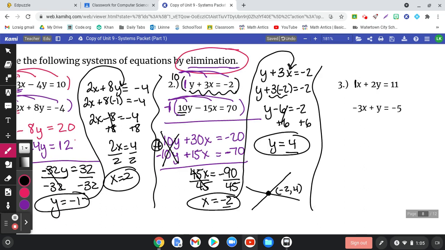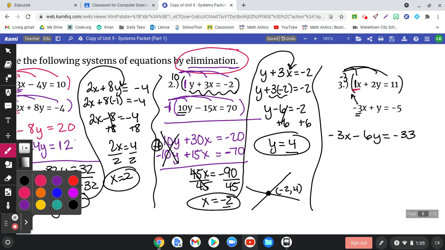So the lead coefficient of this one's 1. We're going to multiply the top equation by the lead coefficient of the bottom, -3. All right, so we have -3x. -3 times 2y is -6y. -3 times 11, -33. We're going to multiply the bottom equation by the opposite of the top. Opposite of 1 is -1. So again, all that's going to happen, signs are going to change. So we have +3x, -y, or -1y, and -1 times -5 is +5.